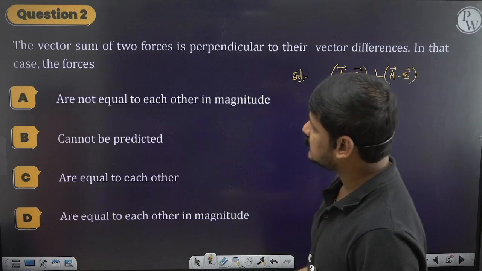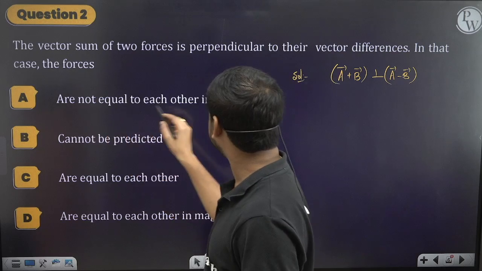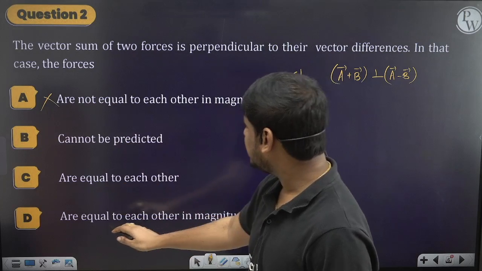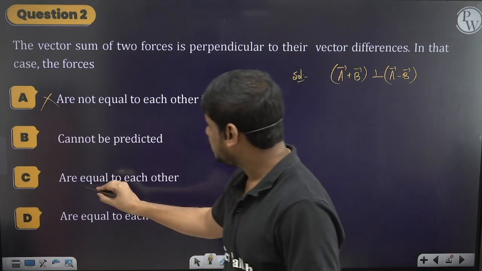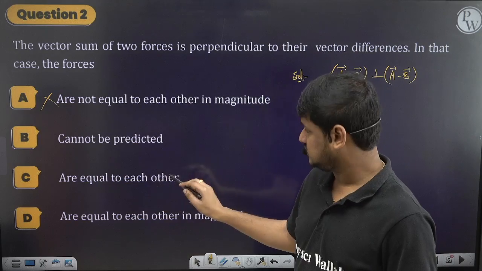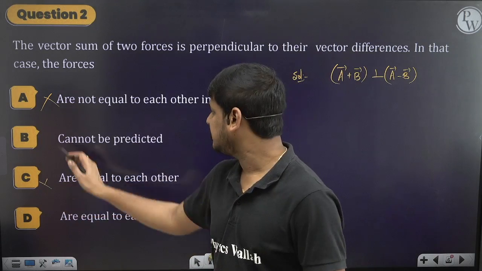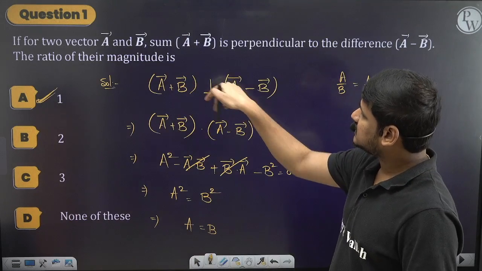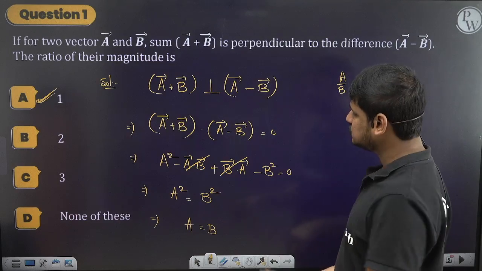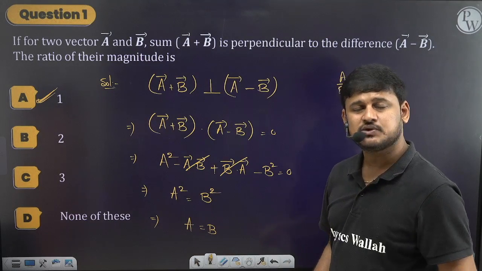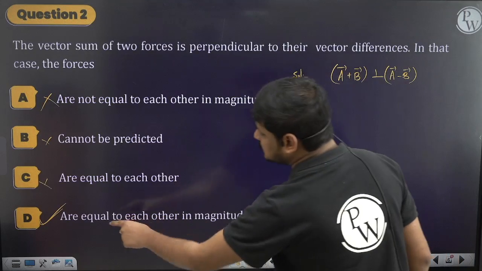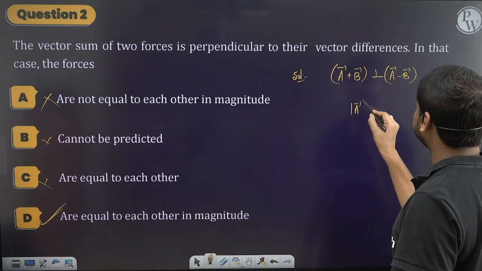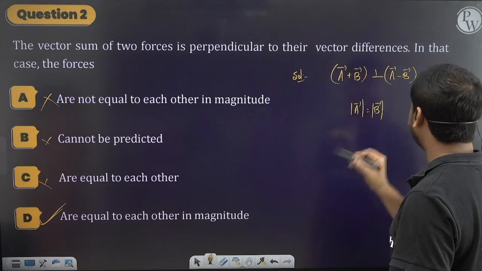So in that case, are the forces equal to each other in magnitude? Yes, they are equal to each other in magnitude. Equal in magnitude doesn't mean their directions are also the same; here we can't say anything about directions. Their magnitudes will be equal. We just derived that, right? When the sum of two vectors is perpendicular to the difference of the two vectors, then those two vectors' magnitudes are equal. So the magnitude of vector A will be equal to the magnitude of vector B.